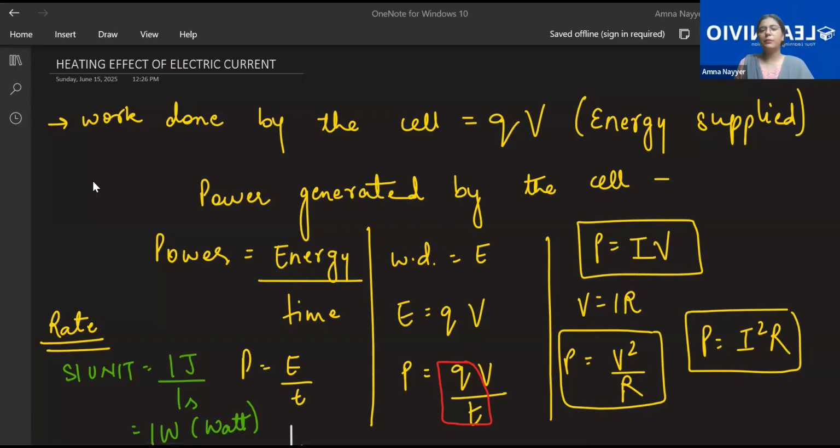Let us continue and complete this chapter, heating effect of electric current, we were doing. And there is one more topic, Kirchoff's law, left. So, let us complete that. What all things have we discussed?